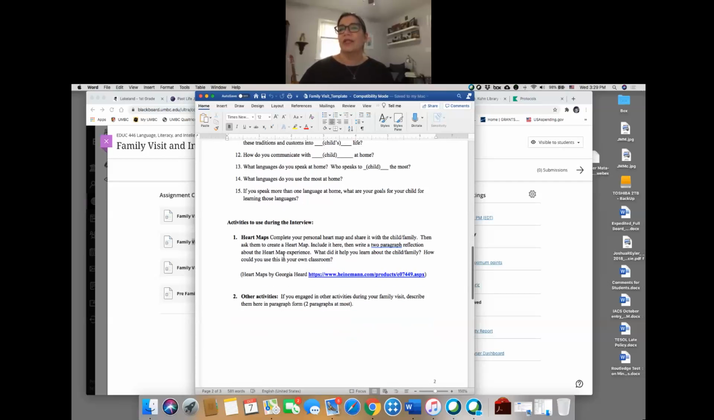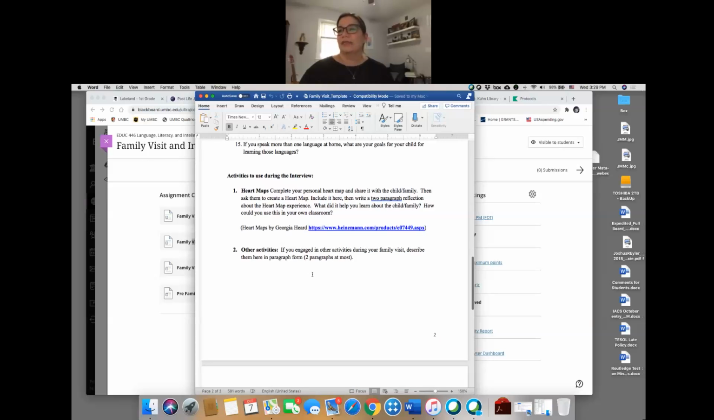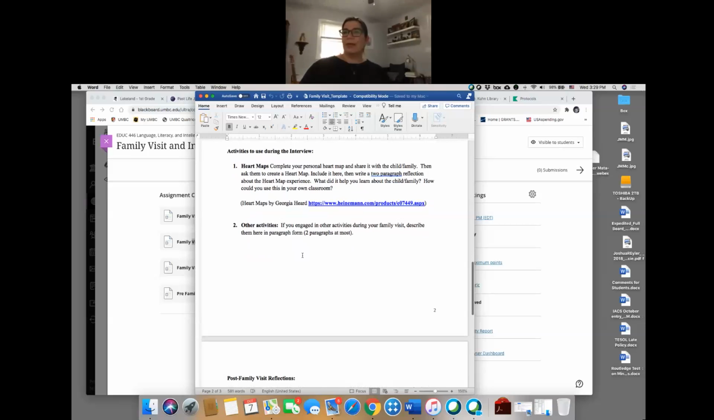And then these are the activities. You can use the heart map, or other activities that you might come up with to engage the family. You can explain them here. You don't need to have other activities. You can just say, okay, we did the heart map and we went right into the questions and we made it brief and sweet and short and we were done.